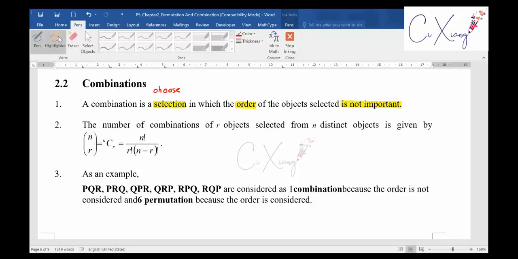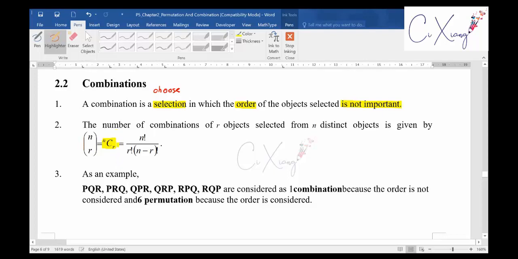For combination, generally the formula is quite simple. There's only one formula that we are using, which is nCr. That means you have n objects, let's say 10 objects, and you want to select 3 of them, so it should be 10C3. So it's quite simple.